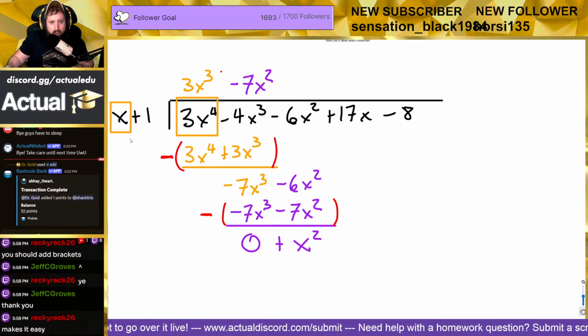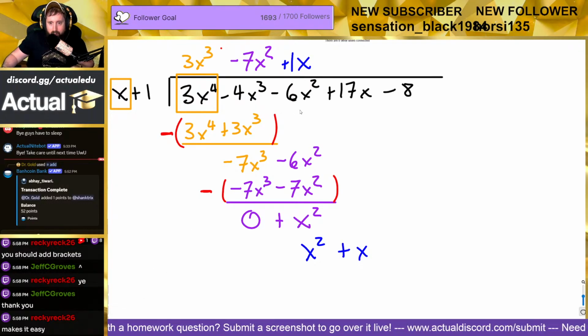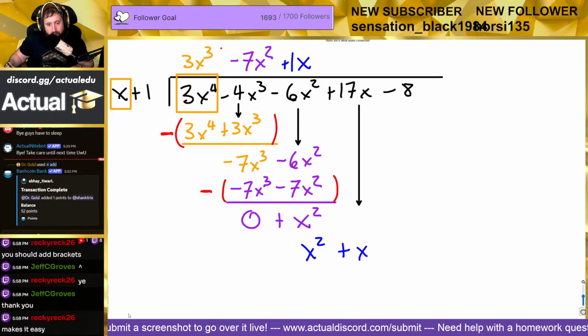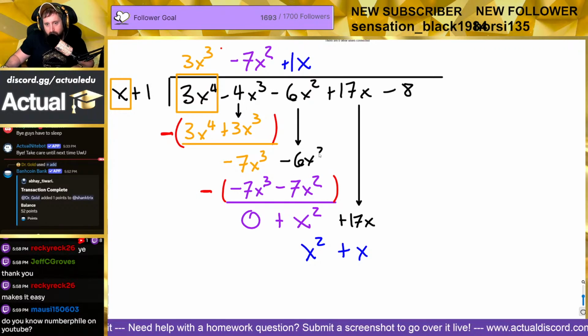Okay. And then how many times does x go into x squared? Well, that's just a single x. So I'm going to say plus 1x. So I'm going to have x squared plus x. And then here, let's draw some arrows down. Let's make things super nice. Oh wait, this doesn't come down.